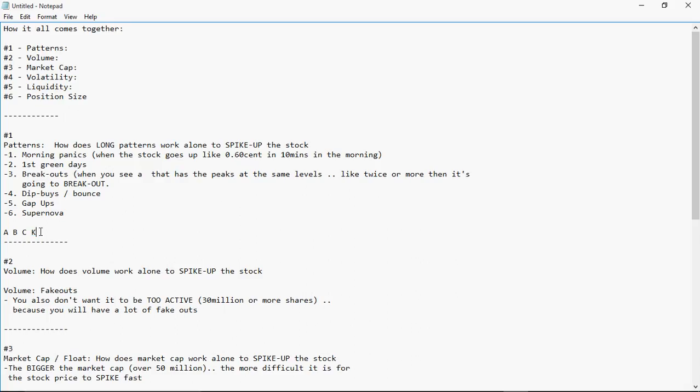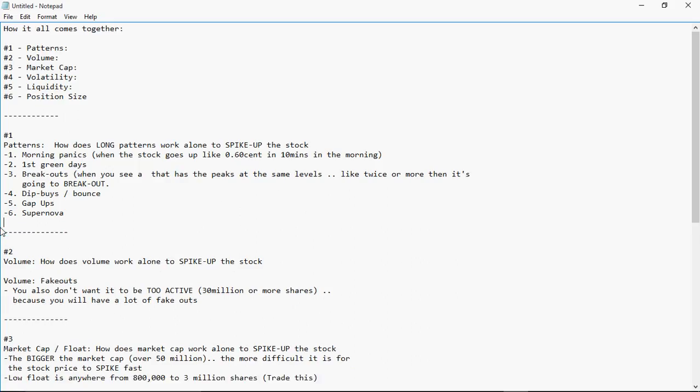So to not trade random stocks, when you look at a certain stock and you see it look like A or B or C or K, then you can identify which pattern is what, and you will trade these only. Now here's why. All of these resemble one thing: they shoot up a whole lot.